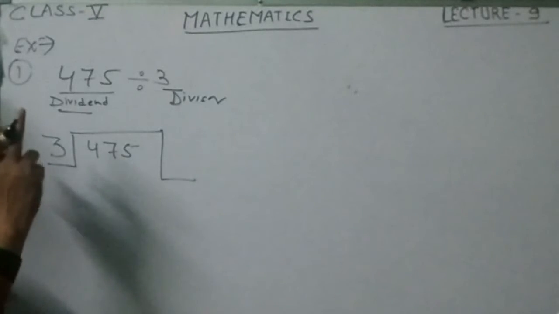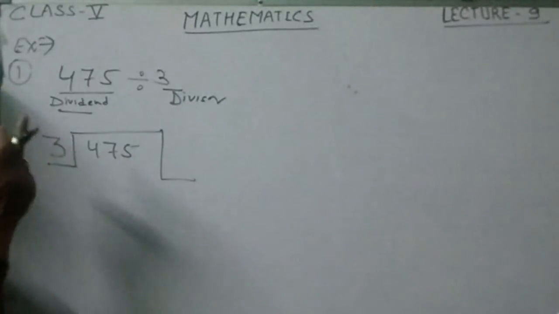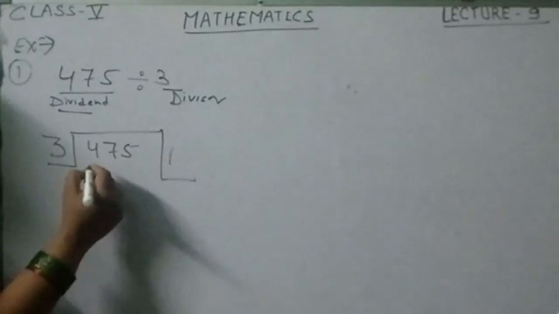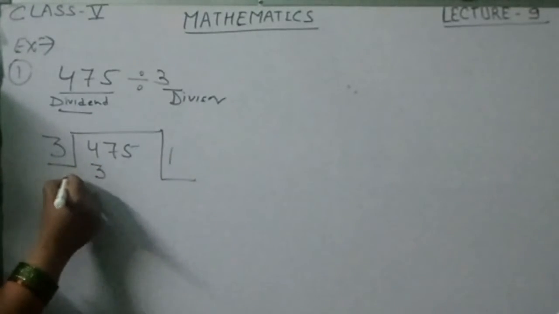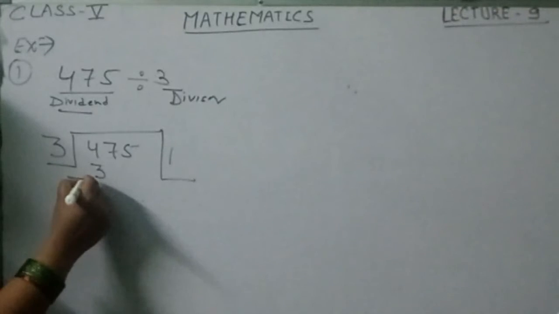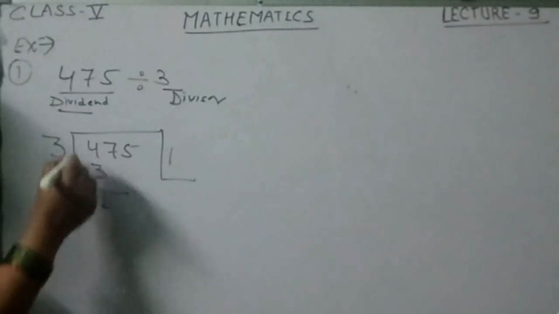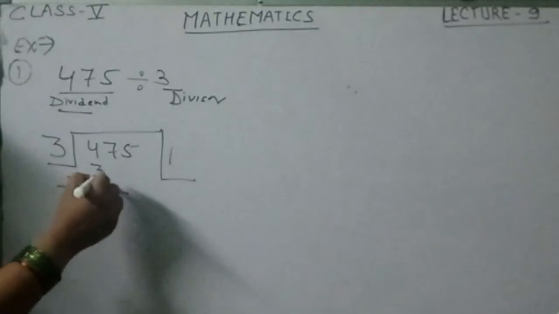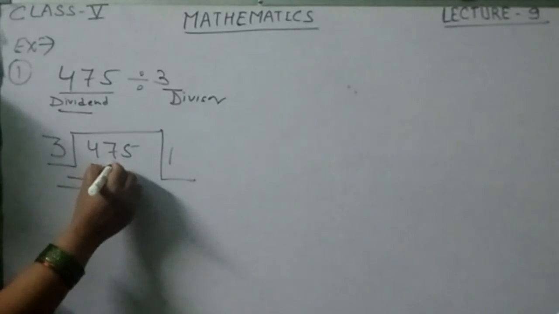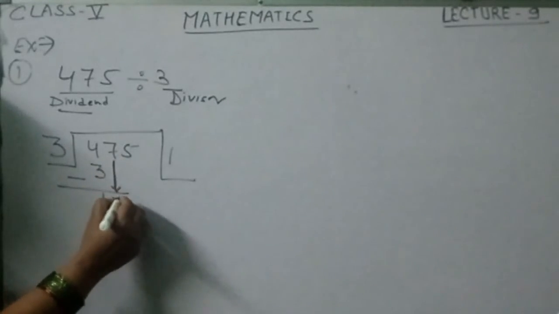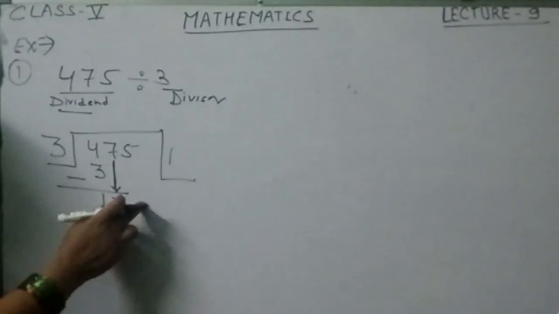3 1s are 3, 3 2s are 6. 6 is greater than 4, so we will take only one time. And we have to write here 3 and we have to put the sign here minus. 4 minus 3, that is 1. After this, you have to take this number 7 down. We will take the 7 down. Now number is 17.